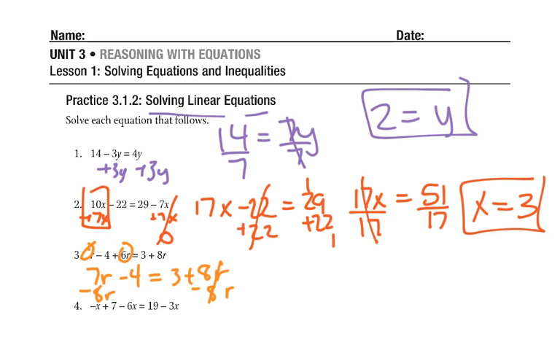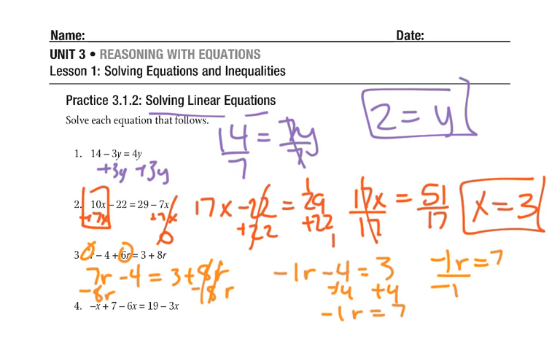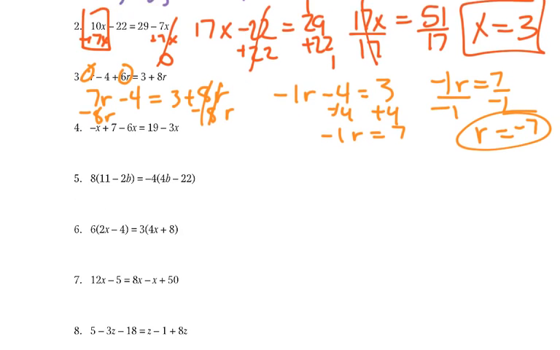Okay, that would become 0. 7 minus 8 would give us negative 1r minus 4 equals 3, because that would become 0. Add 4. And we get negative 1r equals 7. So negative 1r equals 7, divide by negative 1, and r equals negative 7. And there's our answer there.